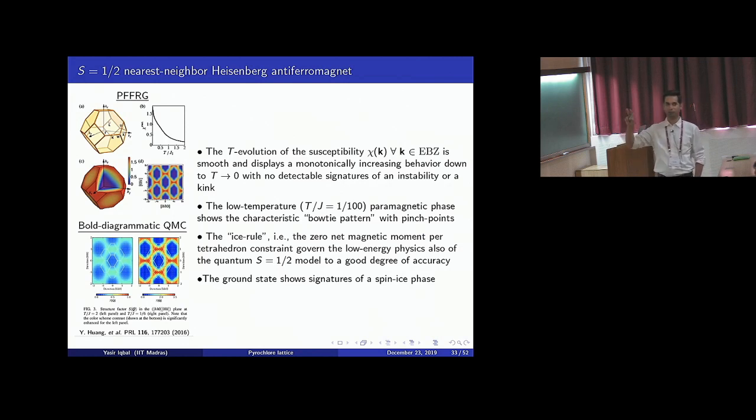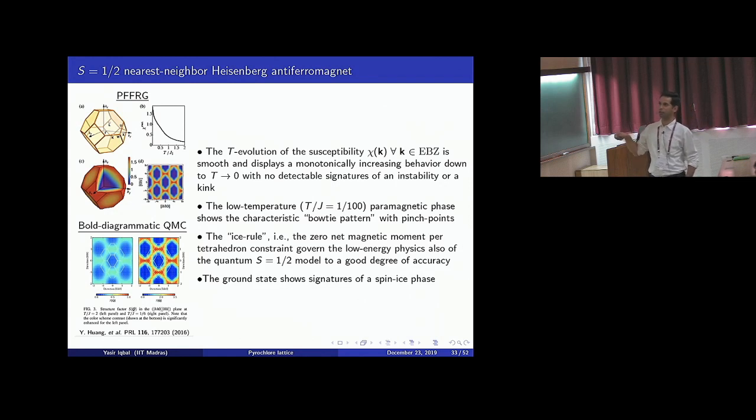Because the magnetization operator does not commute with the total spin operator, which does not commute with the Hamiltonian, you have bow ties and pinch points which are smoothened. The great thing about FRG is that you can reach temperatures which are much smaller than the exchange coupling, about two orders of magnitude smaller. Whereas there is another approach.